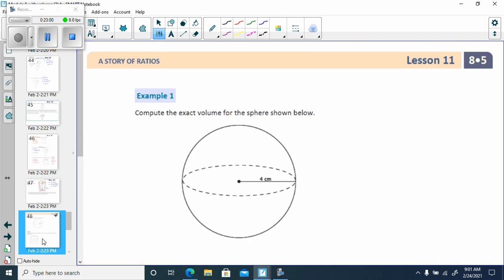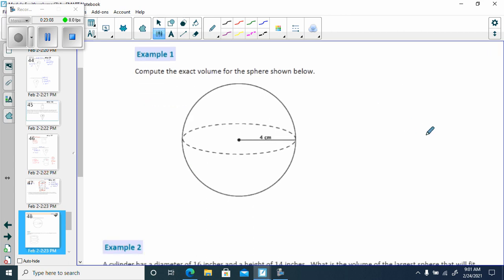We've already done all of those. Now we're going to do a sphere. This is called a sphere. It's like a basketball. The formula for the volume of a sphere is 4/3 pi radius cubed. Look, we're not looking for a height because we're cubing the radius. All right? Let's work on this one.